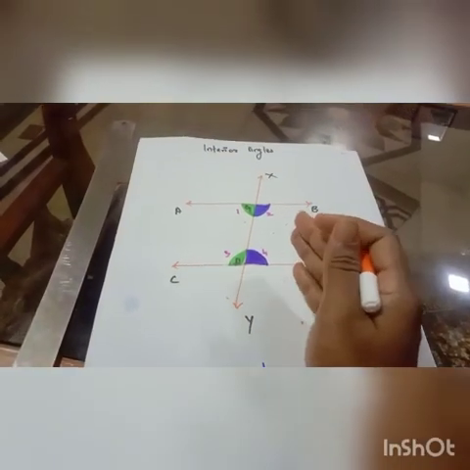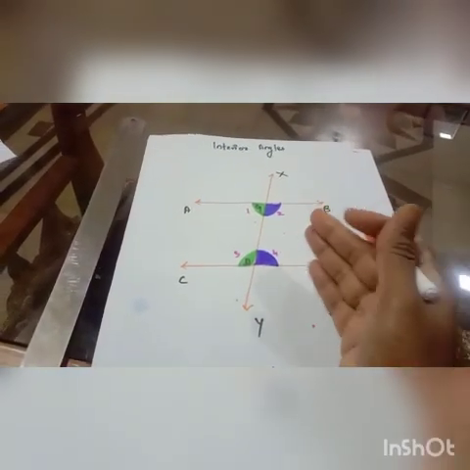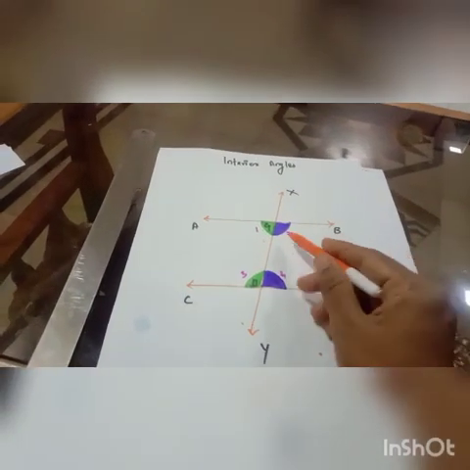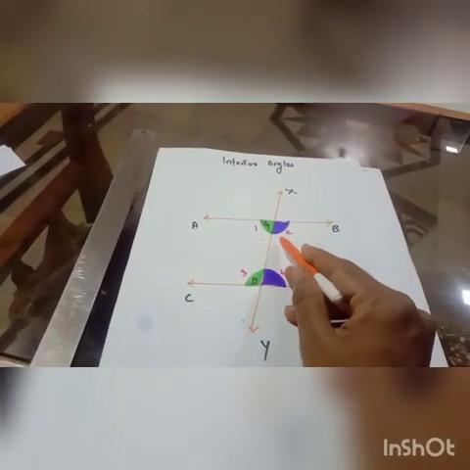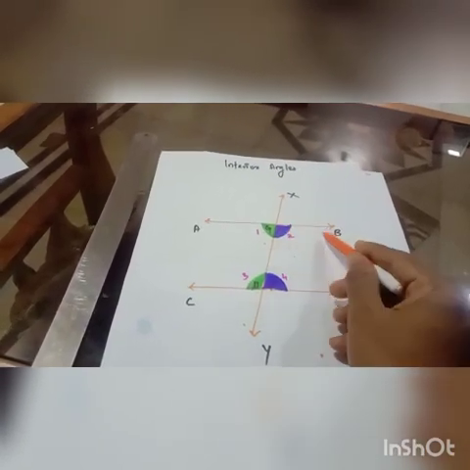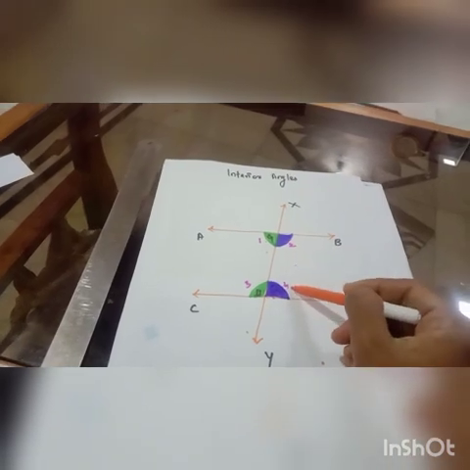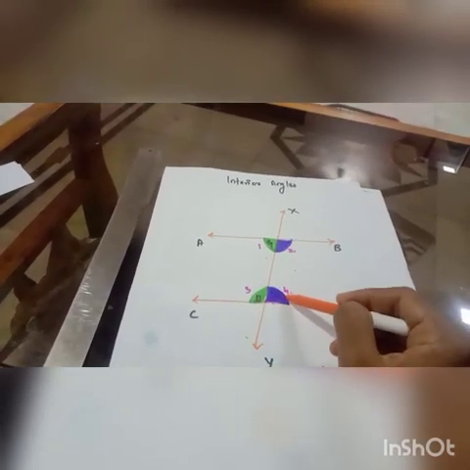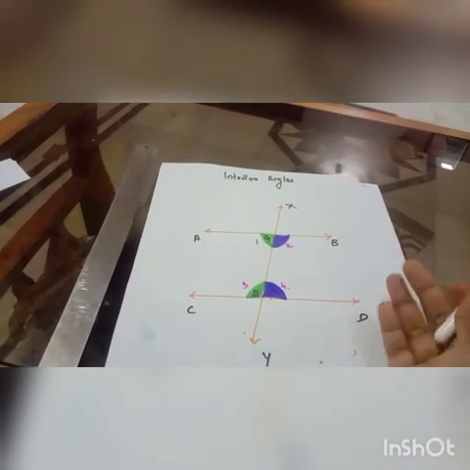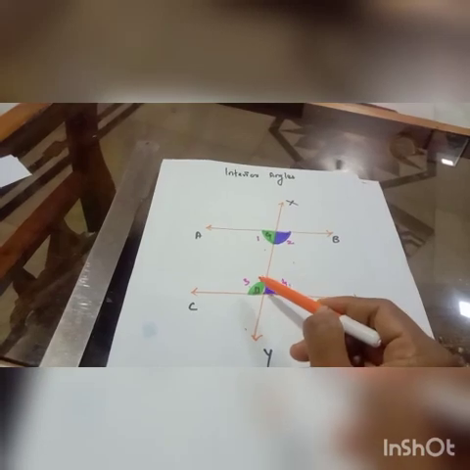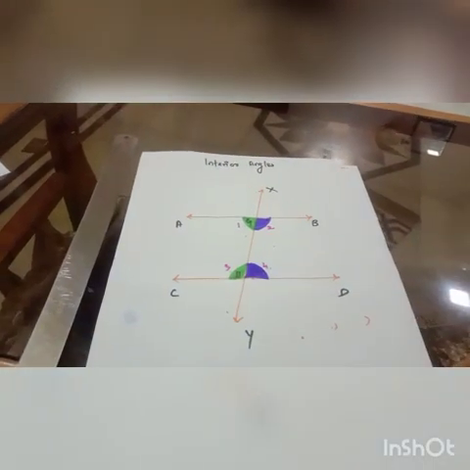As with corresponding angles, we also say same side. Here also it is the same side. In the given interior region, on the same side, which angles are they? 2 and 4. They are inside. So 2 and 4 are the interior angles on the right side. In the same way, 1 and 3 are the interior angles on the left side.